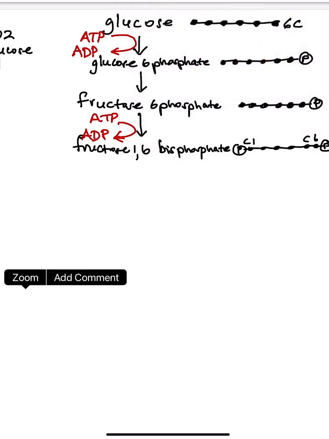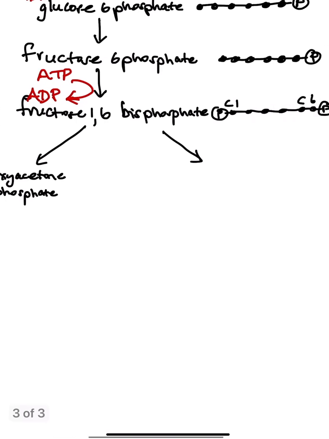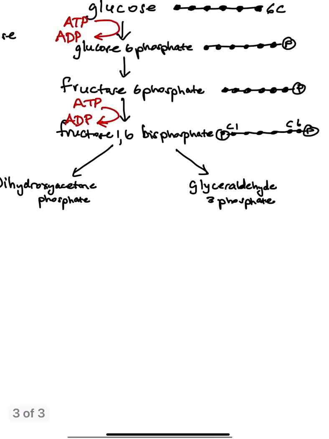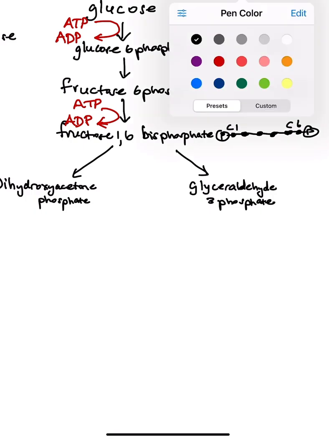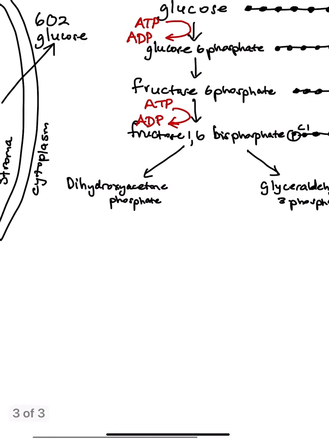The next step involves the formation of two molecules. The first one is dihydroxyacetone phosphate. And the other one is glyceraldehyde 3-phosphate. There's an enzyme that is taking this 6-carbon big fructose 1,6-bisphosphate and changing it into two smaller 3-carbon molecules. Glyceraldehyde 3-phosphate is a 3-carbon molecule, and so is dihydroxyacetone phosphate.